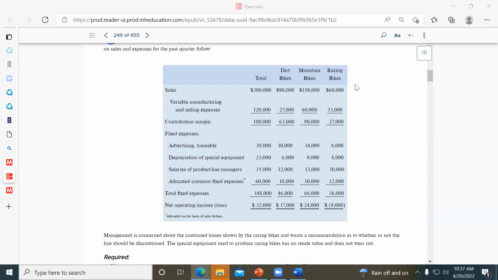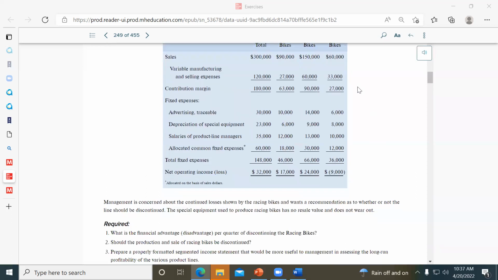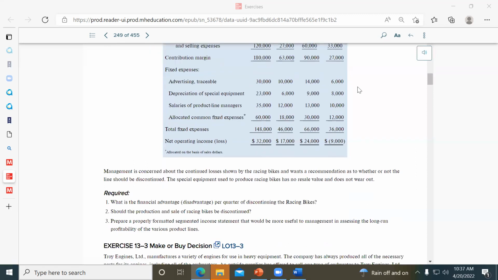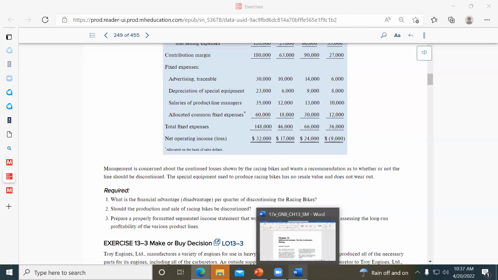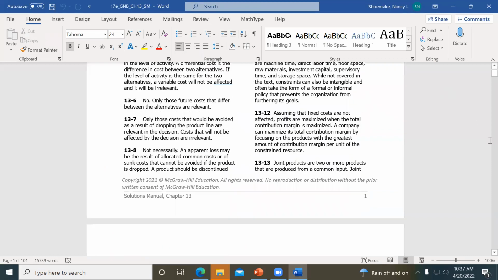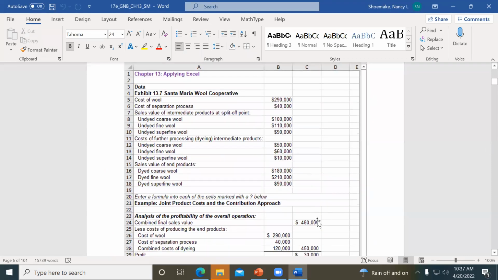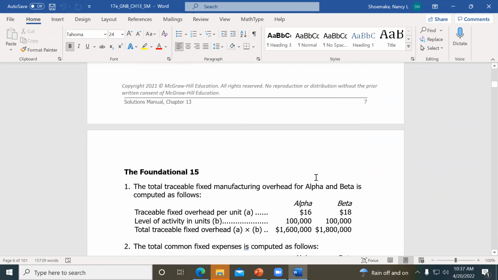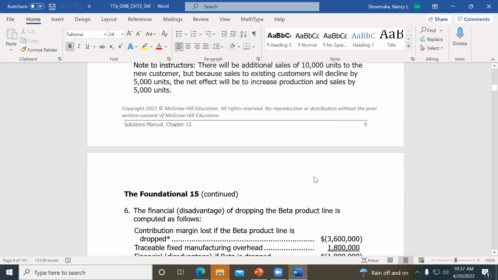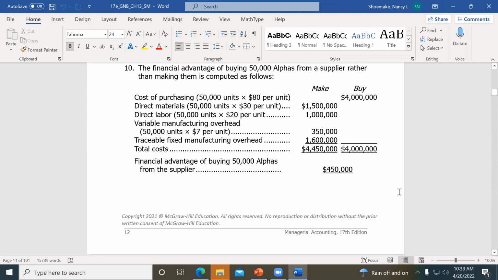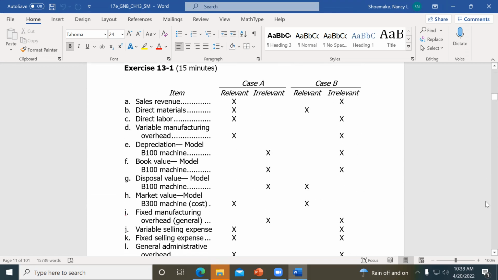So what's the financial advantage or disadvantage each quarter of the racing bike? Sorry, let me get to the exercise.